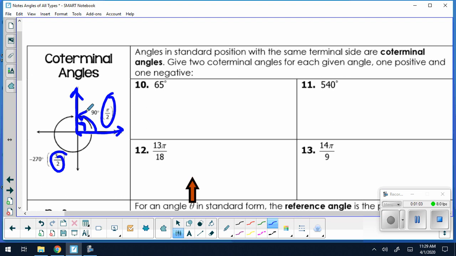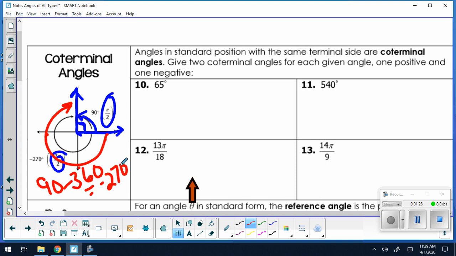Going clockwise, it would be negative 270. Negative because we're going clockwise, 270 because it's 90, 90, 90, three times 90, it's 270. Now, what I want you to notice is that if I take that 90 degrees and subtract 360, that's going to give me the negative 270. So that's what's always going to happen. Going forward, going backwards, you're going to be able to subtract the 360.